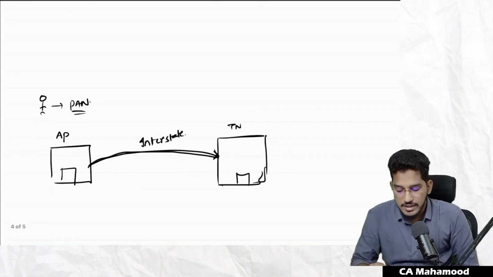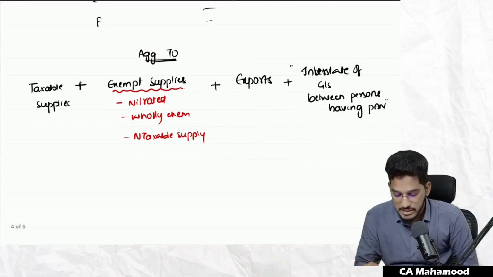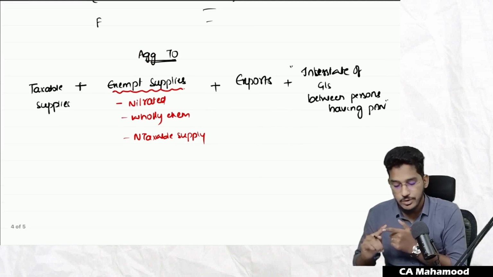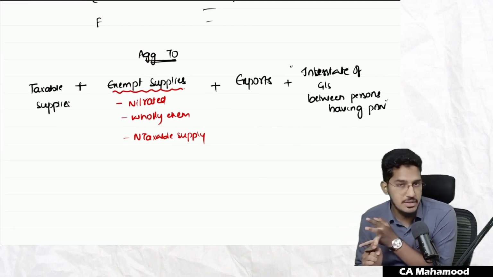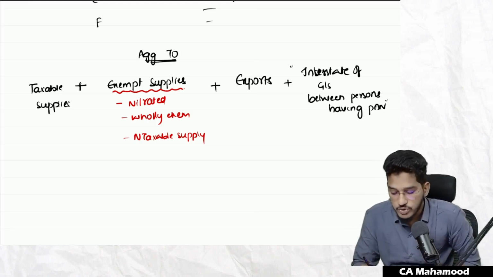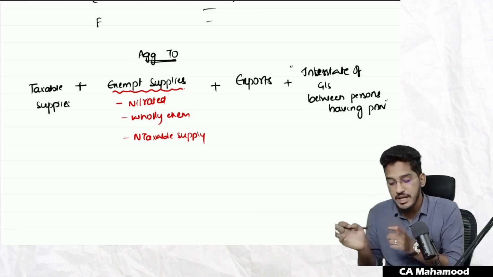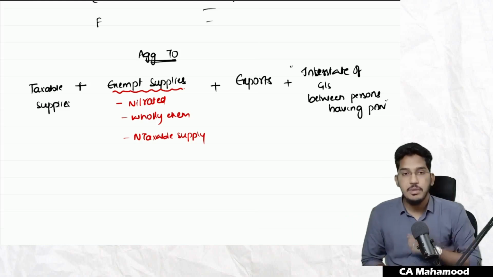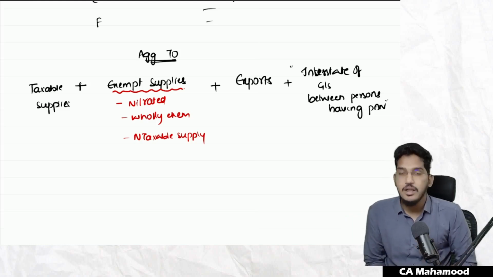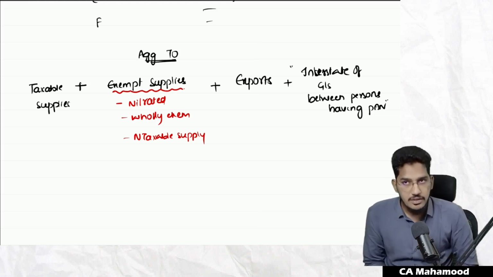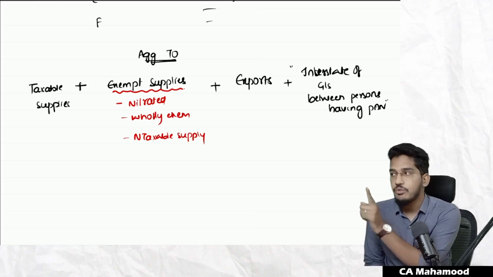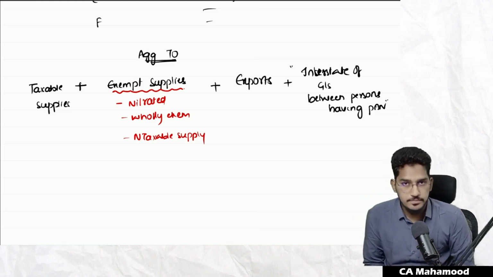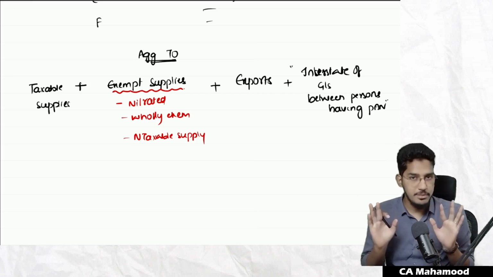And what will be included in the exempt supply, sir? When I say exempt supply, you have to consider nil rated supply also. You have to consider wholly exempted supply also. You have to even consider non-taxable supplies also. Along with that, you should add exports. You should add interstate movement of goods or services between the two different persons having same PAN. Then the total value you will get, that I call aggregate turnover, that you have to check with the threshold limit. Understood? Comfortable, everybody, till here?